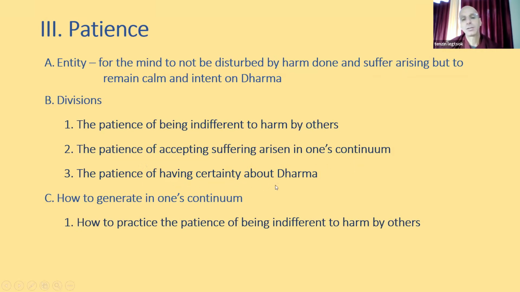And then the patience of having certainty about Dharma. This is the patience for when doubts arise with regard to Dharma, like, is this the best path or not? Is this the best practice for me or not? My teacher gave me this advice. Can I really practice that or not? So there's a certain kind of patience of having a resolve to continue with our Dharma practice. So there are these three kinds of patience: with regard to harm done by others, with regard to suffering arising in our own continuum, and with regard to our steadfast practice of the Dharma.